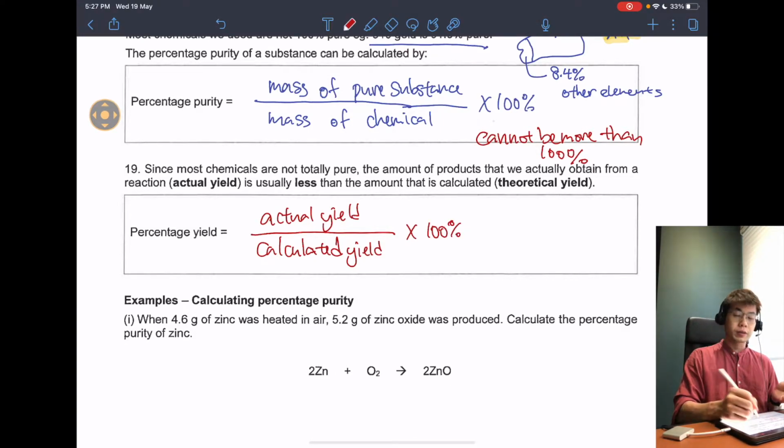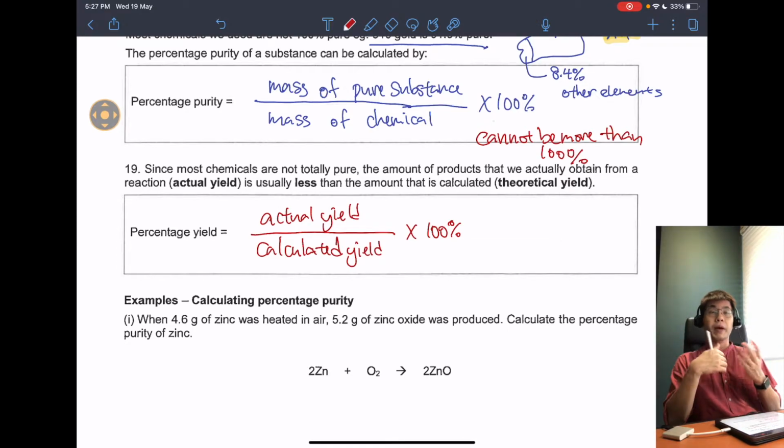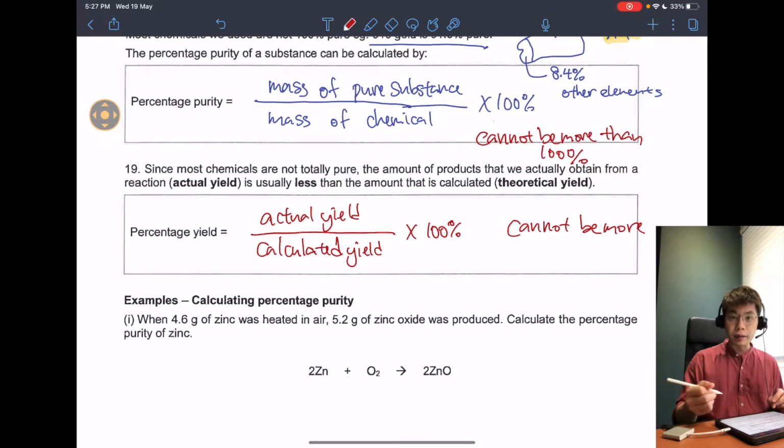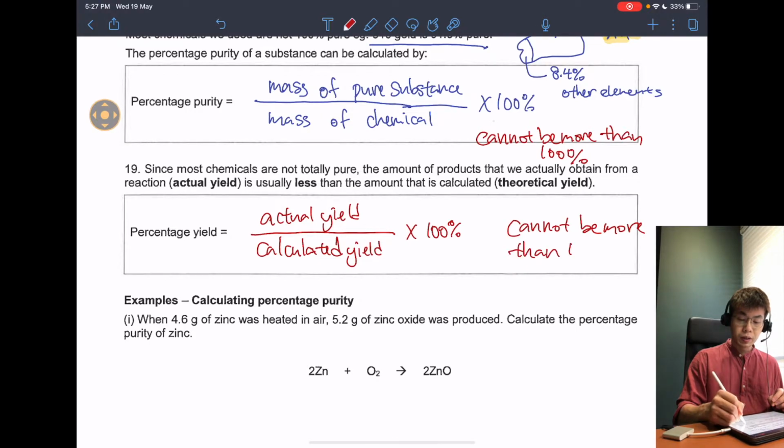So for example in baking, we expect to bake a cake about this size, with all the ingredients, but the cake ends up only slightly smaller. So our percentage yield is again lower. Okay, again, percentage yield cannot be more than 100%. You cannot get more than you calculated. Not possible. If you get more than 100%, something is very wrong.